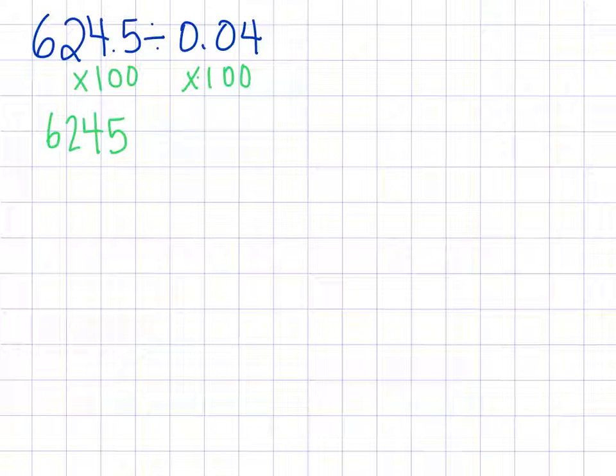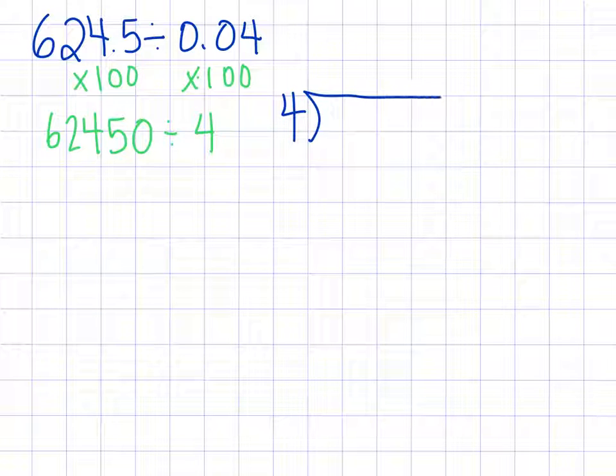So from in front of the 5 to behind the 5 and another 0. So the tenths become in the tens place. And the 400ths becomes 4. So this is the problem that we will end up solving. So 4 on the outside, 62,450 divided by 4.